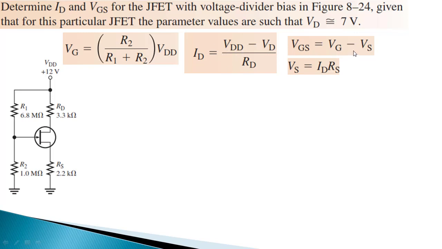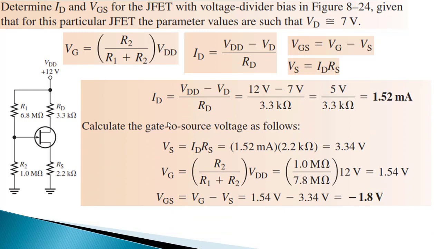Then VGS is equal to VG minus VS, and VS is equal to the voltage drop across RS, ID into RS. So we are using this formula. We can write an expression: VDD is equal to ID RD plus VD, this is ID RD, then the voltage at the drain point is VD. So ID can be written as VDD minus VD divided by RD.